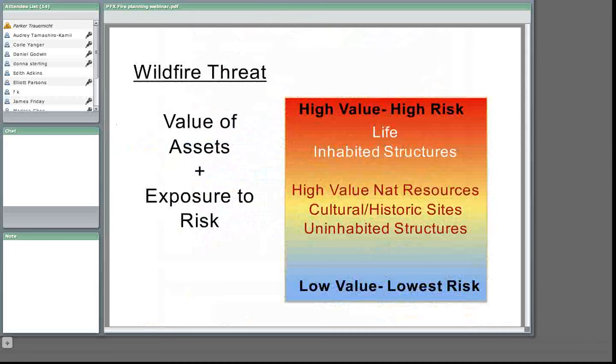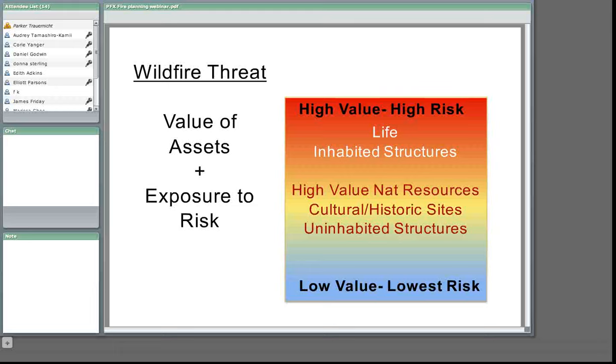So when we talk about wildfire threat, what we're really discussing here is this combination of our values at risk and then the exposure that those assets have to wildfire danger. A lot of folks are interested in trying to figure out what is the risk of wildfire occurrence, and that's really only half of the equation, right? And this is where land manager knowledge becomes really critical, because it's really in the hands of the land managers to identify those resources that they value.